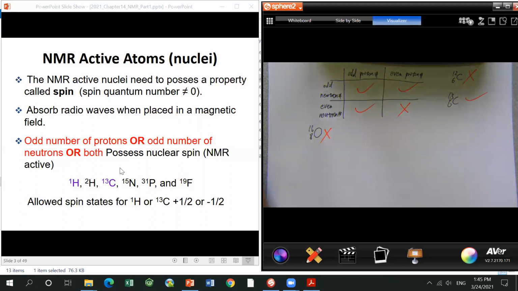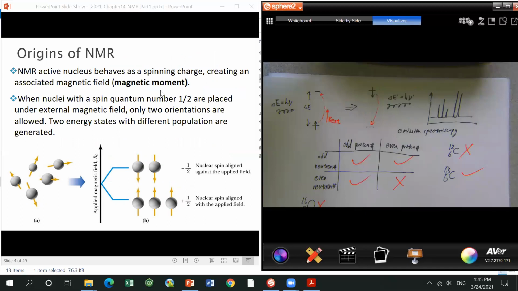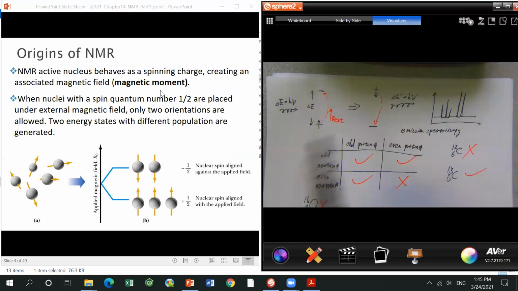So different nuclei have different kinds of spin. Proton and carbon-13 only have two spin directions: plus a half and minus a half. And here is a little bit about the NMR theory. It's much more detailed than I explained, so that's just very general information.